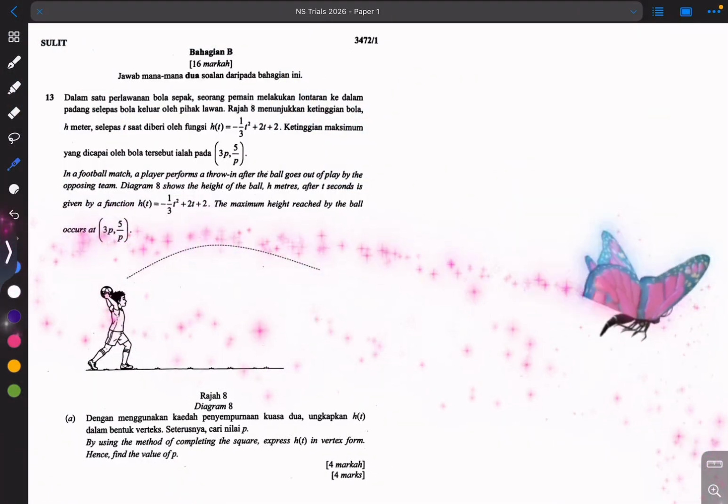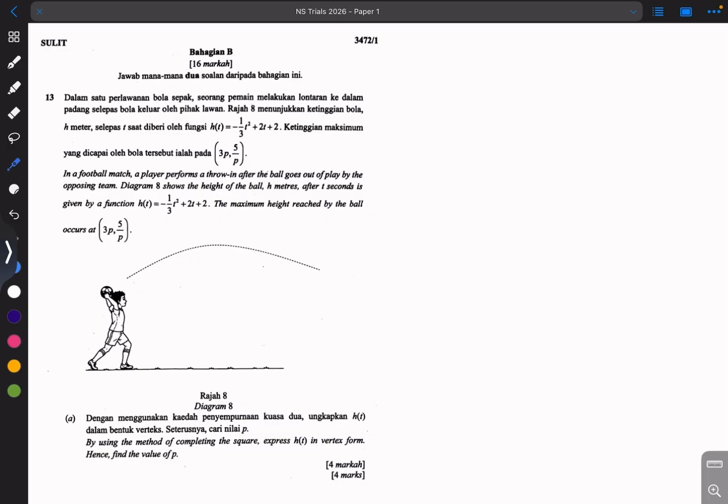Section B, question 13. In a football match, a player performs a throw-in after the ball goes out of play. This one shows the height of the ball after t seconds. This is the function of the height. The maximum height reached by the ball is given. By using the method of completing the square, express h(t) in vertex form. So here we want to find h(t) in vertex form. This is the current form we have.